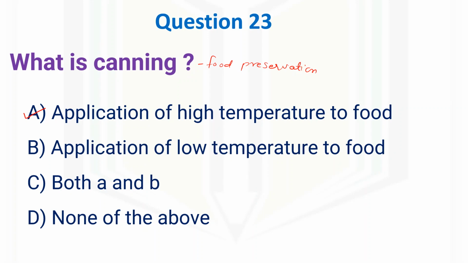So it will preserve the food by killing off the harmful bacteria or the pathogenic microorganisms. It will prevent the entry of contaminants, and it will also create a sterile environment, and thus the shelf life of canned food is higher. So it has got higher shelf life. The shelf life can be up to a year.